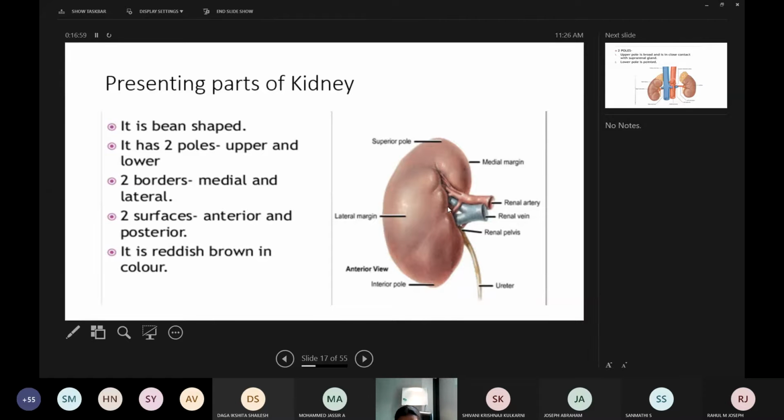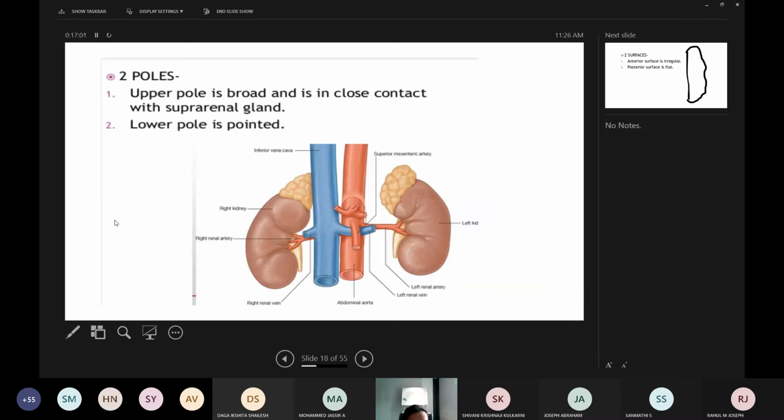It is reddish brown in color. It has two poles, the upper pole and the lower pole. The kidneys are oriented vertically downwards, obliquely. The upper poles are nearer to the midline. The lower poles are away from the midline. The lower pole is pointed and the upper pole is broad.